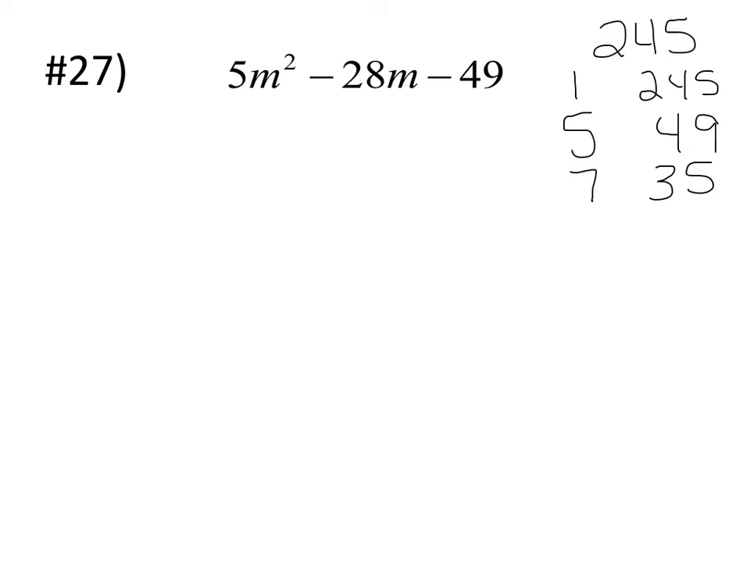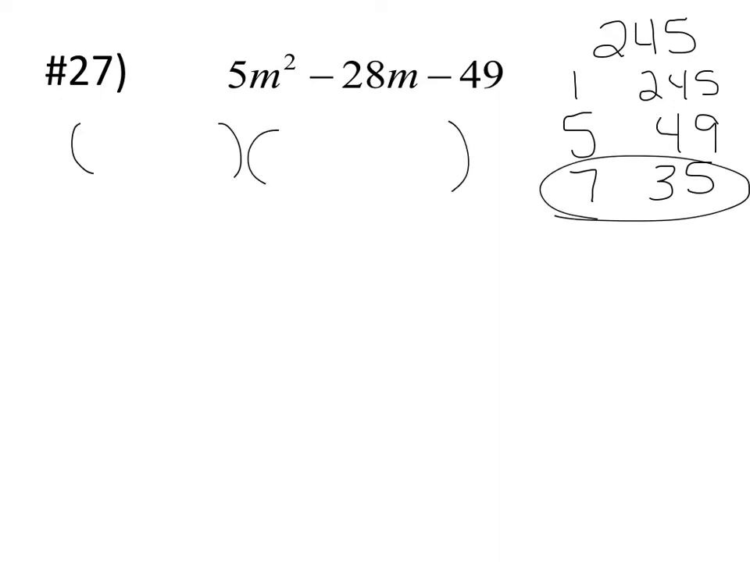But let's make sure there aren't any more. 8 doesn't go. 9 doesn't go. 10 doesn't go. 11 doesn't go. 12 doesn't go. 13 doesn't go. Let's try 15. 15 doesn't go. Okay, so it looks like 7 and 35 are going to be it.